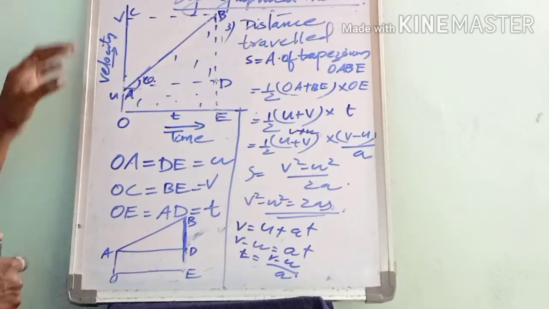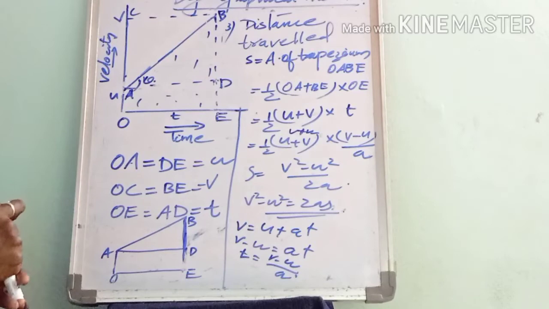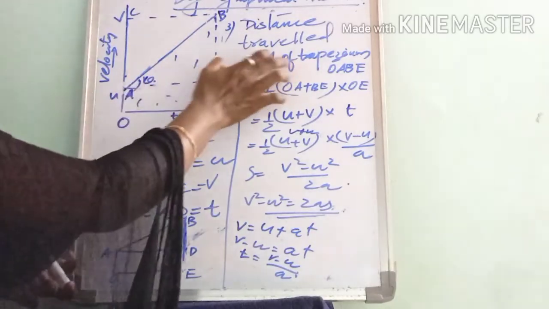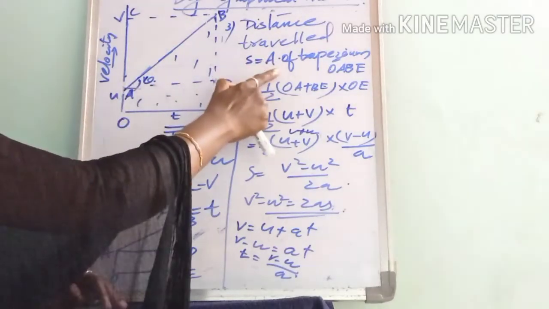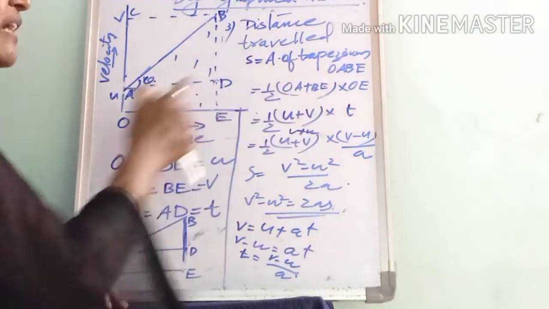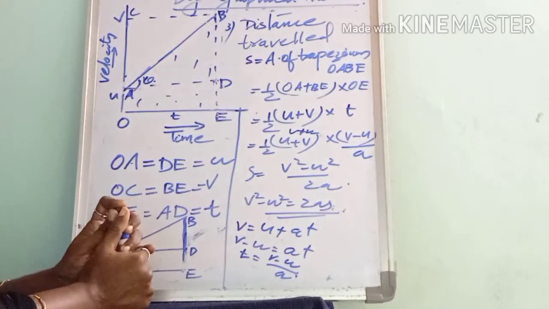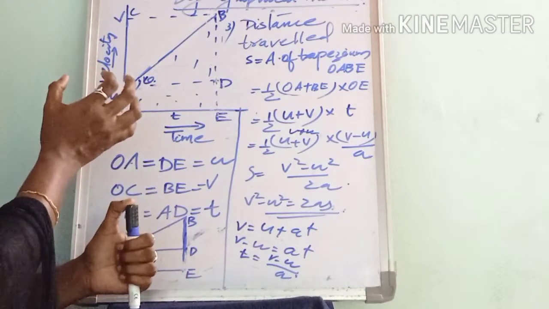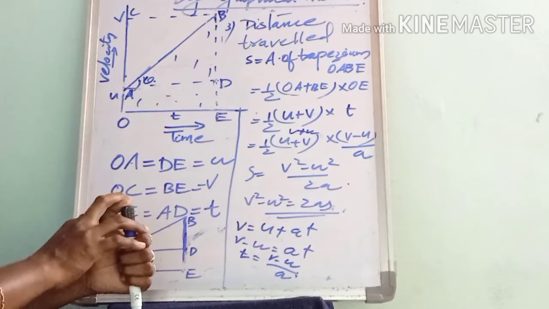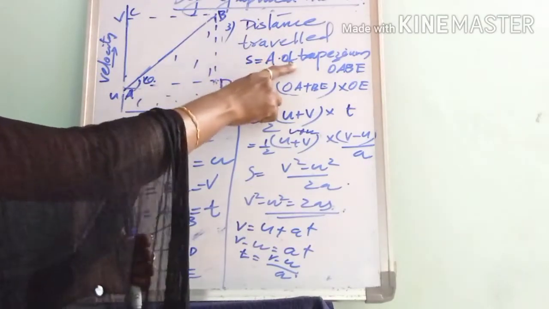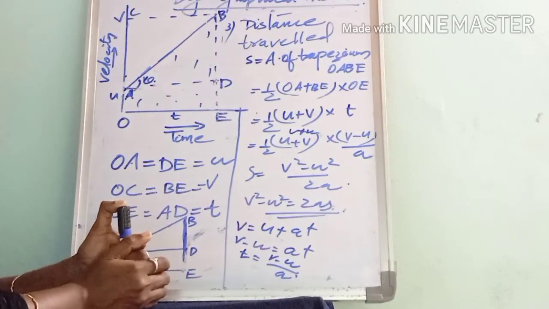Here the distance travelled by the object is equal to the area of the trapezium OABE. The area under the velocity time graph actually represents the distance travelled. So the distance travelled S is equal to the area of the trapezium OABE.